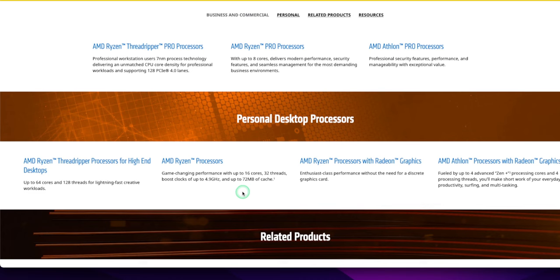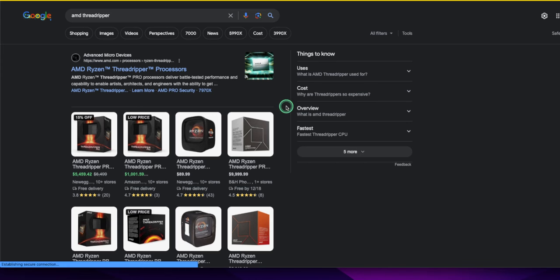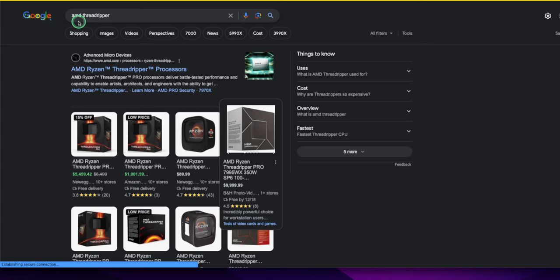I forget exactly what it was. Let me look. I'm going to just search AMD Threadripper. Let's see what we have here. Google, there we go. Oh, it goes from 1,000 up to 5,500 bucks for one of those puppies, depending on the model. Yeah, look at that. Let me bring this over. There you go. I just did a basic AMD Threadripper search.